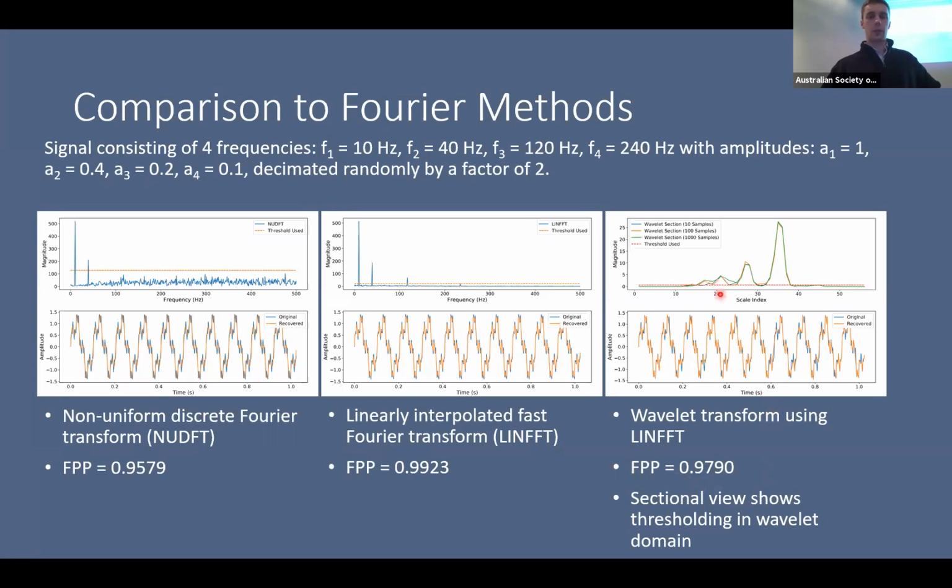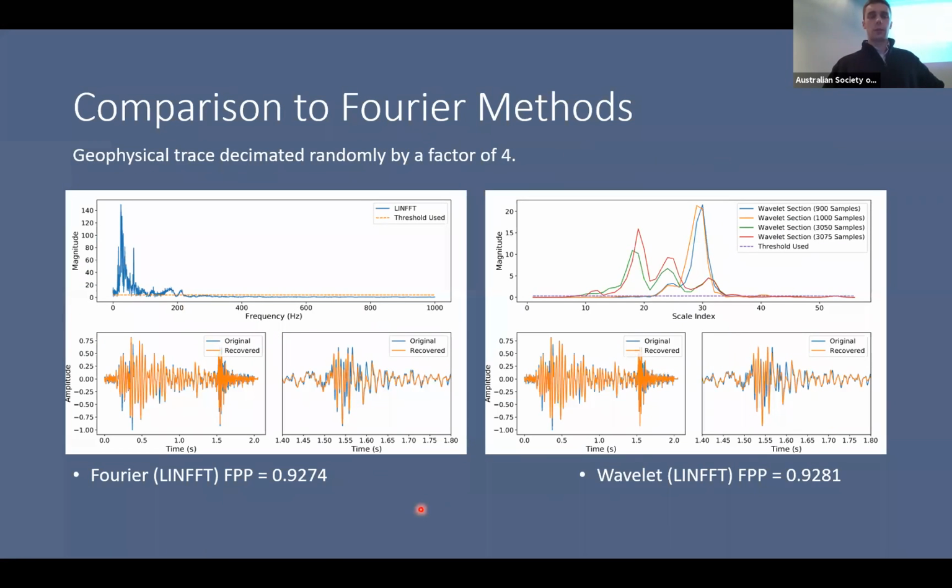So at the top there, I've just tried to show a few sectional views from the 2D wavelet scalogram to show the thresholding. So it looks like potentially there's something wrong in the way that we've implemented the wavelet transform, but we won't go into that too much. So comparing against for the geophysical trace, randomly decimated by a factor of 4, the wavelet is able to just outperform the Fourier lin-FFT method. So it's hard to say at this stage which method is the preferred one, and it's probably just coming down to something to do with the way we're thresholding.